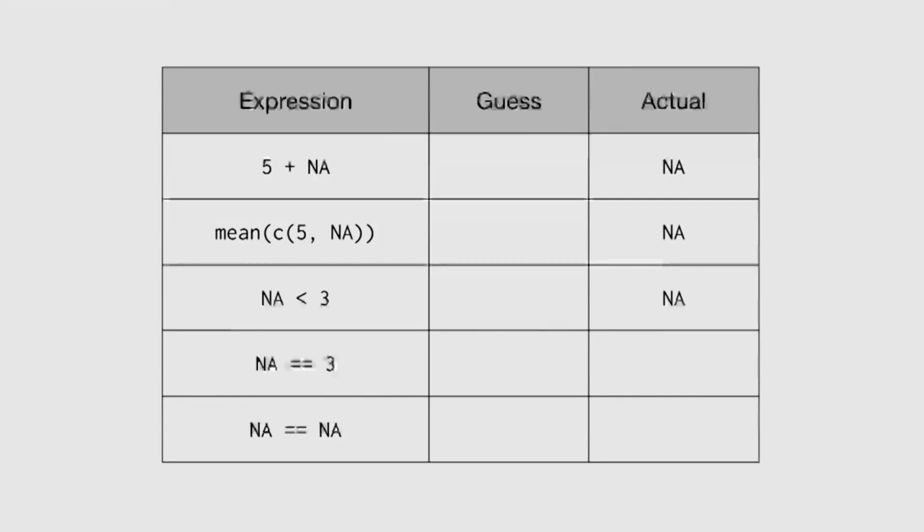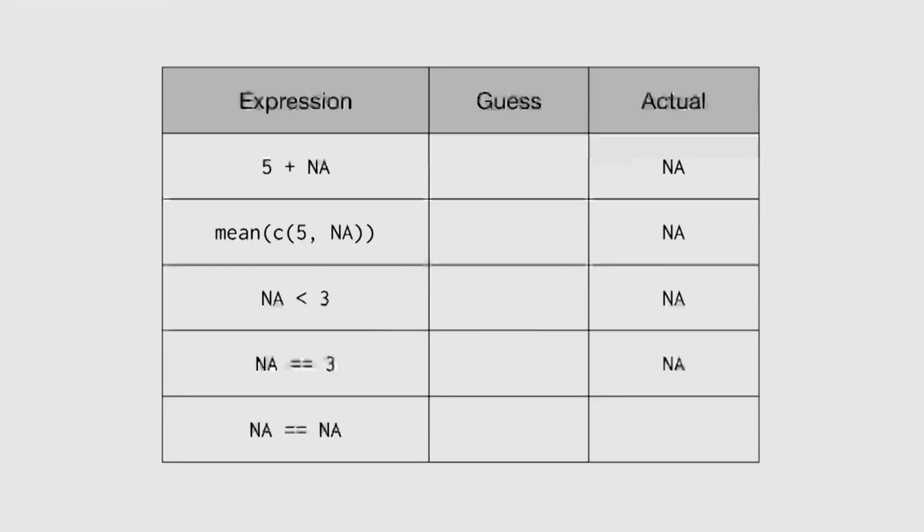The way I like to think of this is, think of missing information as a box that contains something. Something real is inside the box, but you don't know what it is. So when you start asking questions about the box, usually you have to confess that you just don't know. Is this thing I don't know less than 3? I don't know, so the answer is NA. How about is NA equal to 3? Well, for the same reason, you have to admit that you don't know, and R will give you an NA.